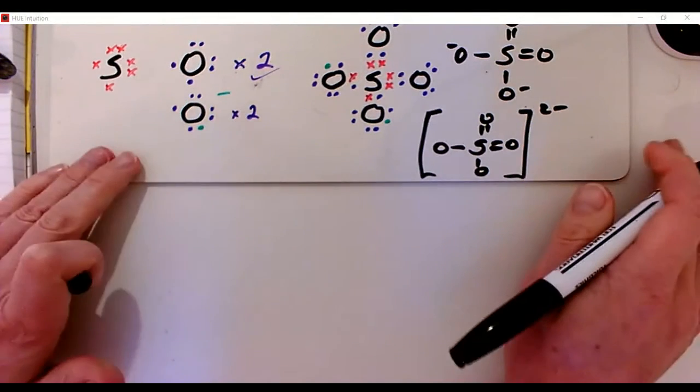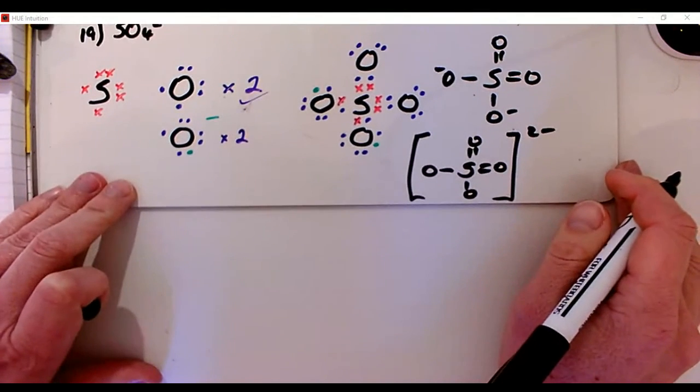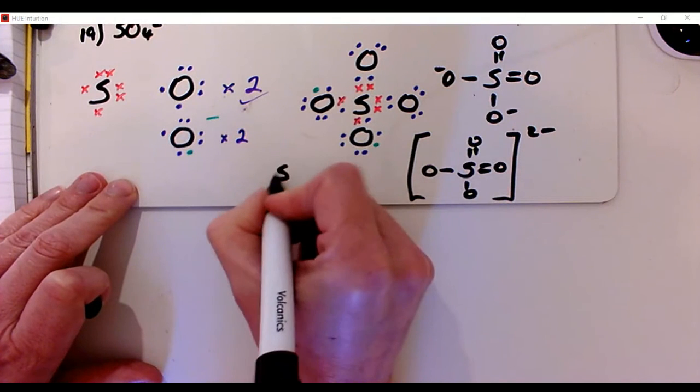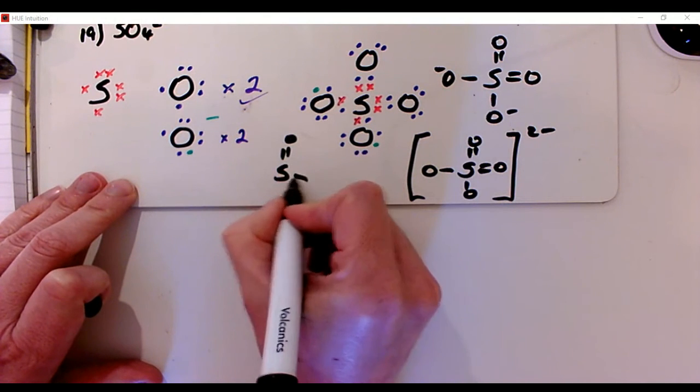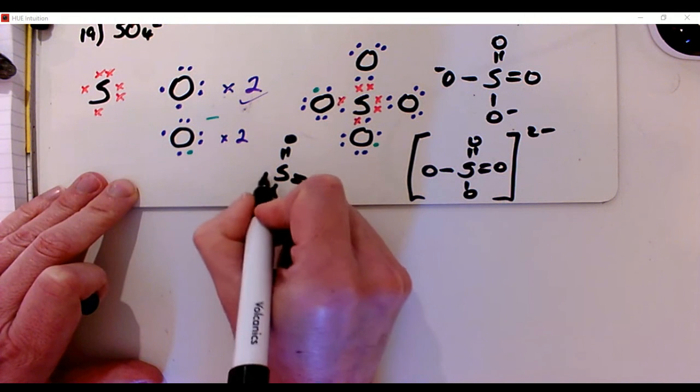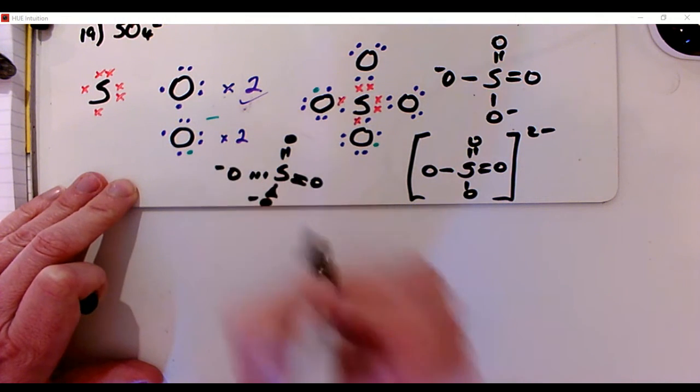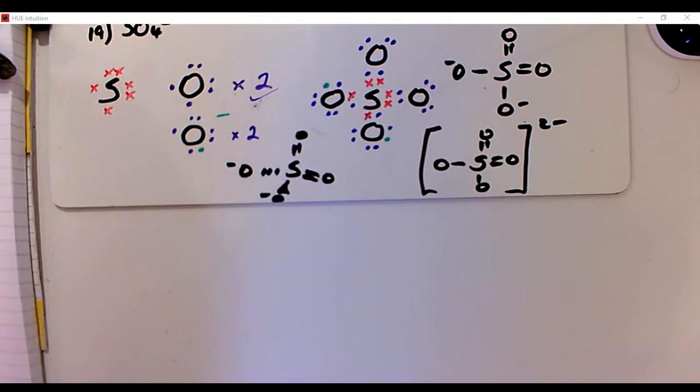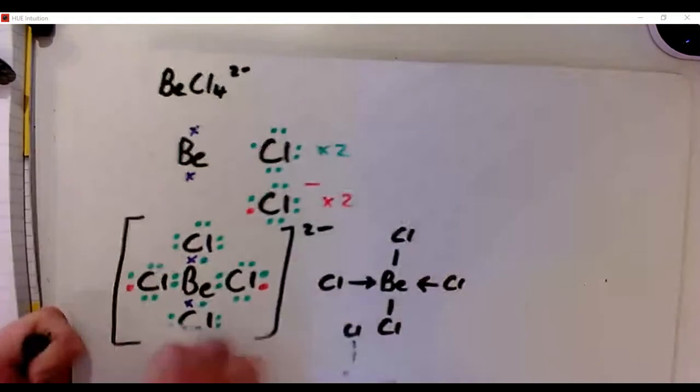In terms of shape, it has effectively got 4 bonding pairs, so it will be tetrahedral. We've seen tetrahedral before. Anytime you've got the equivalent of 4 bonding pairs, you're going to have a tetrahedral molecule. We're nearly there. Nitrate. Oh, we are there.